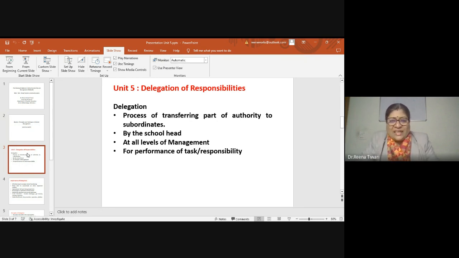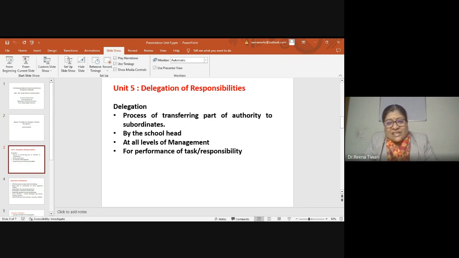You all know that as head teachers, when we are functioning as the head of the institution, we cannot do each and every task and responsibility by ourselves. The head teacher, the principal, is very much involved in the day-to-day functioning of the school, the administration process, meetings, taking decisions, talking to the senior officials, board, management. So it is not possible at all to do all the activities, responsibilities and tasks of the school by himself or herself.